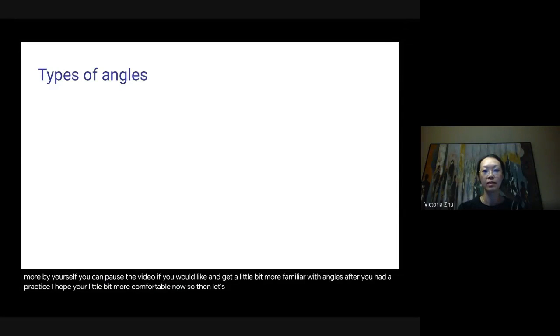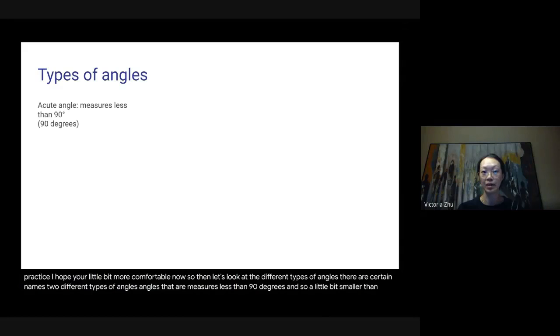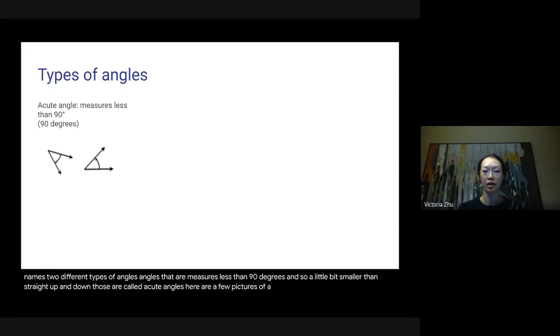So then let's look at the different types of angles. There are certain names for different types of angles. Angles whose measures are less than 90 degrees, a little bit smaller than straight up and down, are called acute angles. Here are a few pictures of acute angles.